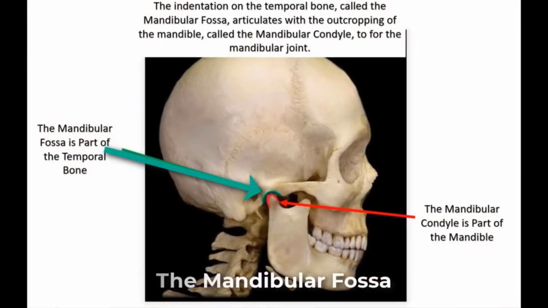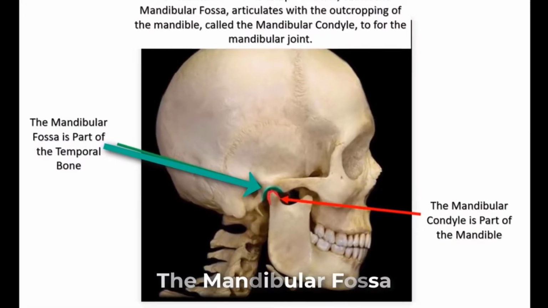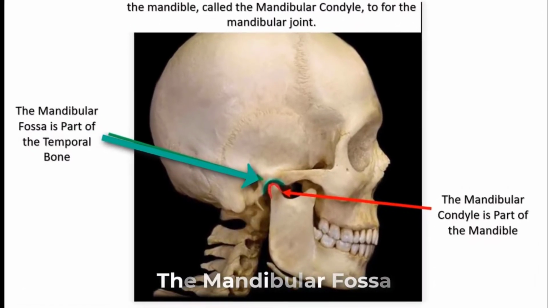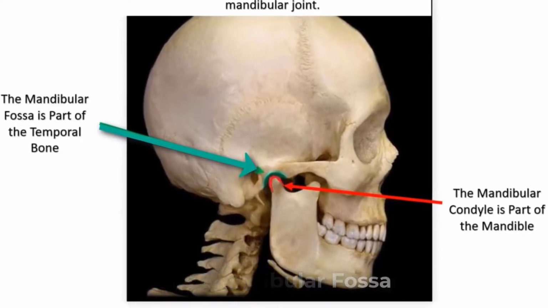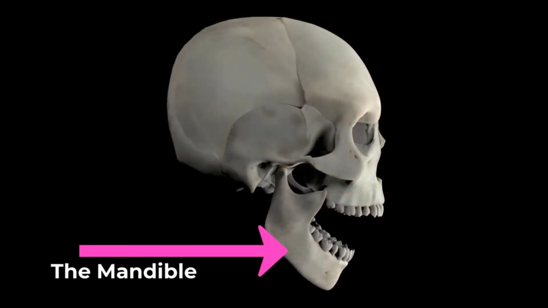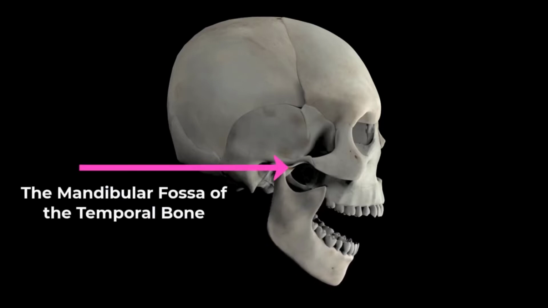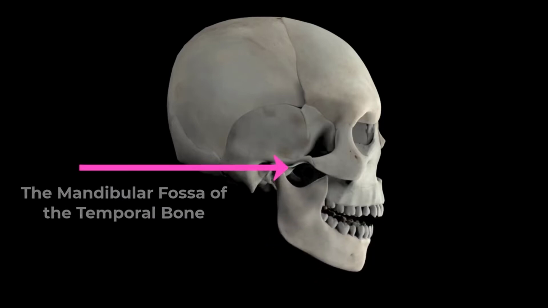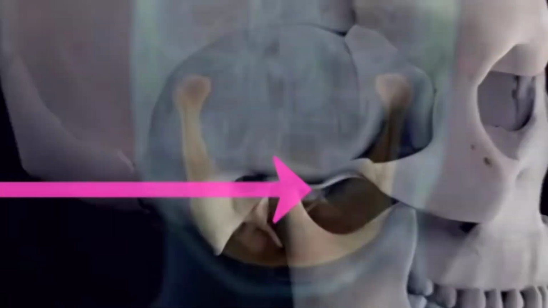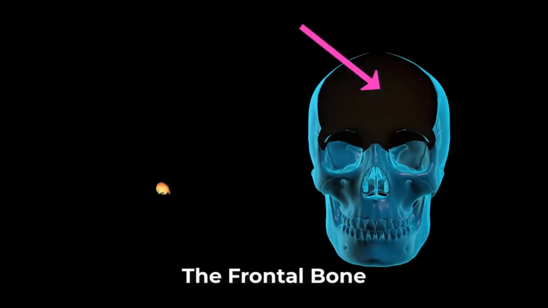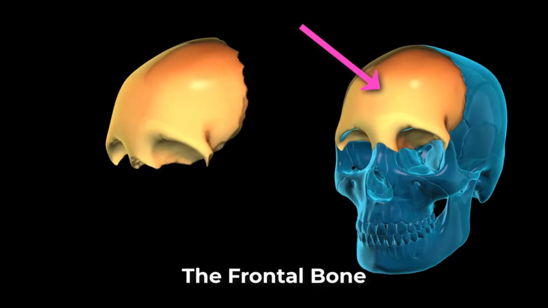The mandibular fossa is a deep oval-shaped depression located on the external base of the skull, just in front of the external acoustic meatus. The mandible, or lower jaw, joins with the skull at this site as part of the temporomandibular joint, or TMJ. The frontal bone is the single bone that forms the forehead.